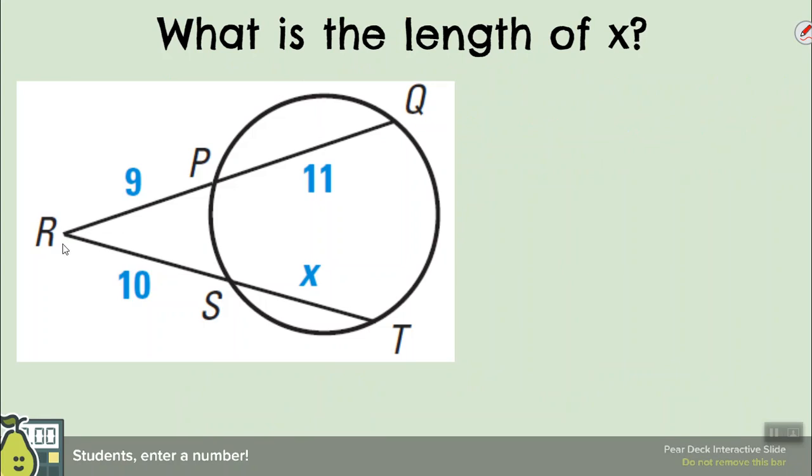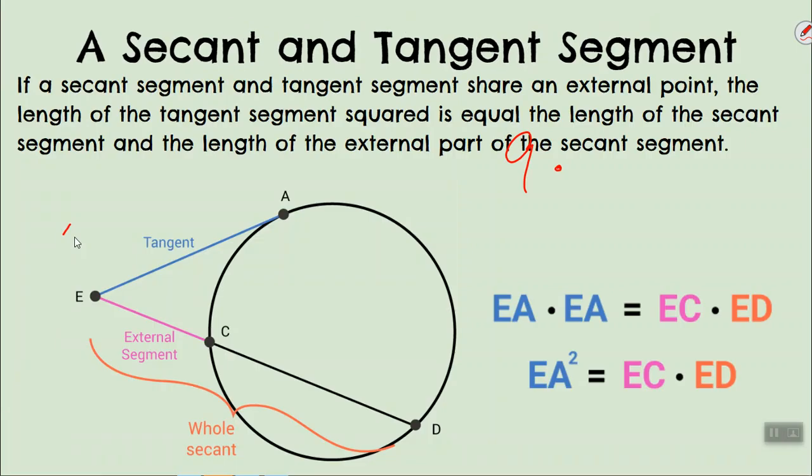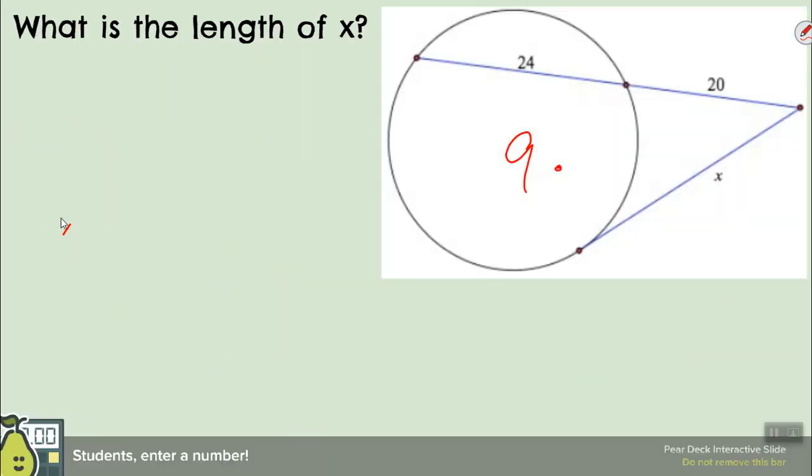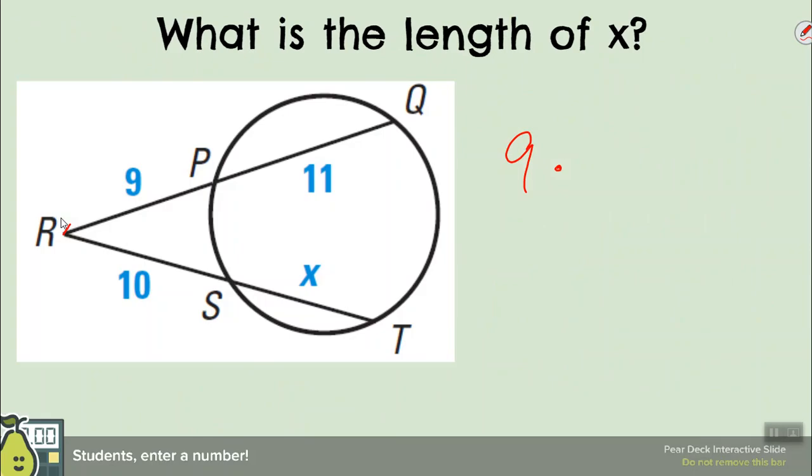So I have this secant line R all the way to Q. I have an external part here, RP, of 9. That times the entire segment going all the way from R to Q. All the way from R to Q, that length is 9 plus 11. We're going to multiply 9 times 20. It's the external part times the entire thing.